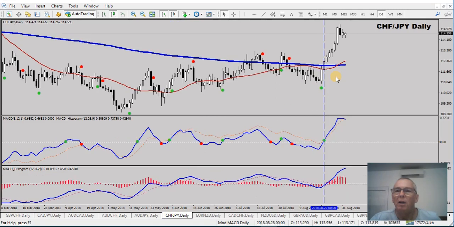Swiss Japanese yen here, the filter probably didn't do any favors. You know, price has gone up nearly 300 pips there before slowing down. One I missed out on.